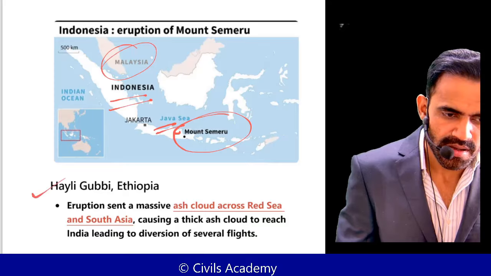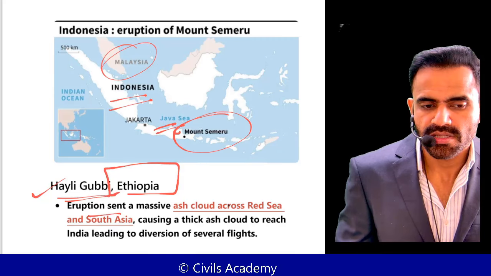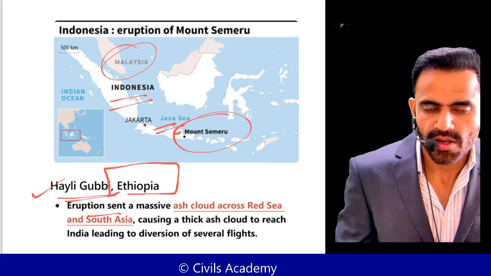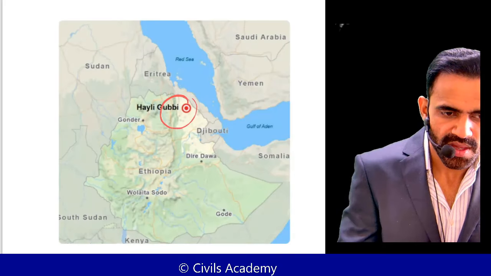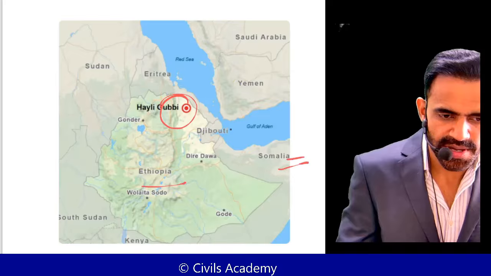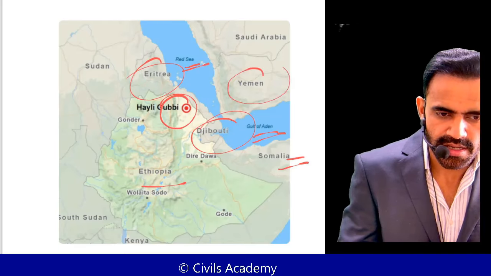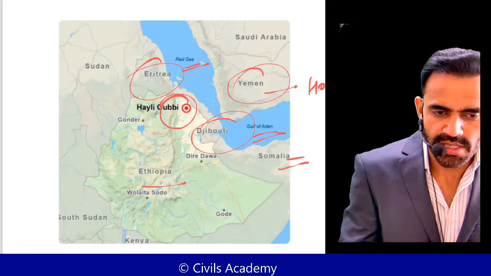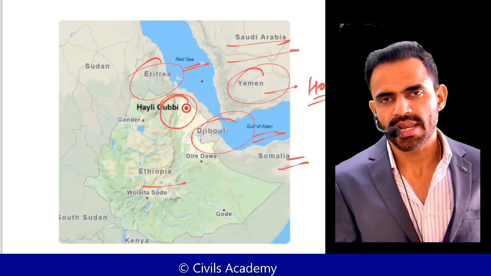Next is Hayli Gubbi. This is in Ethiopia. Why was it in news? Because of the eruption, there was a visibility issue, and that's why a lot of Indian flights were diverted. Now understand its geographical location. This is Hayli Gubbi. This is Ethiopia. This is Somalia. This is Djibouti, and this is Eritrea. The Red Sea is there. The Gulf of Aden is there. Yemen is there. Yemen is under the Houthis, which are supported by Iran. This is Saudi Arabia. So these were the important environment-related current affairs.